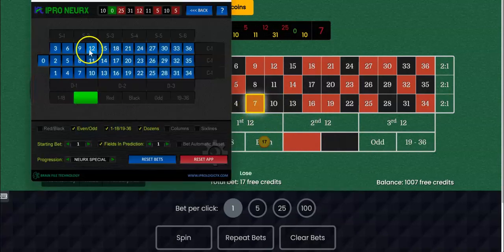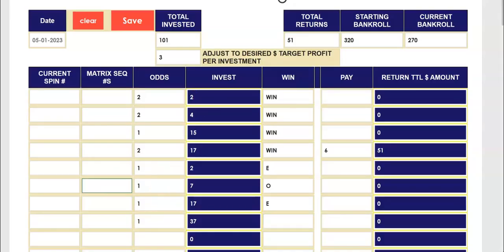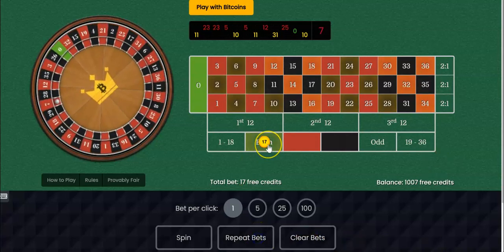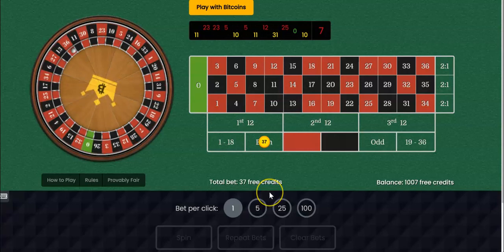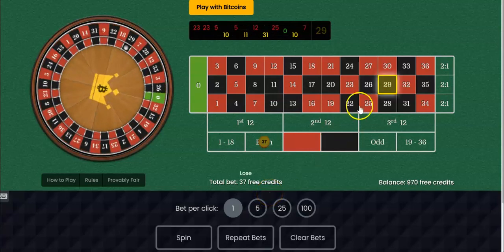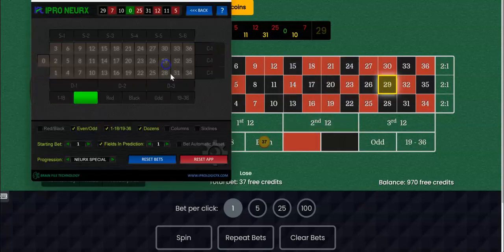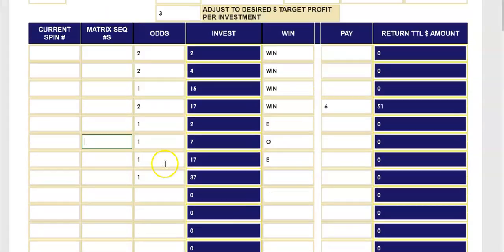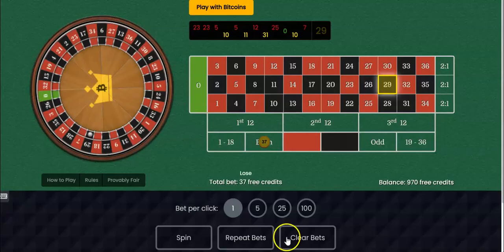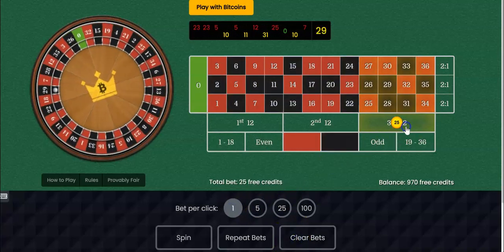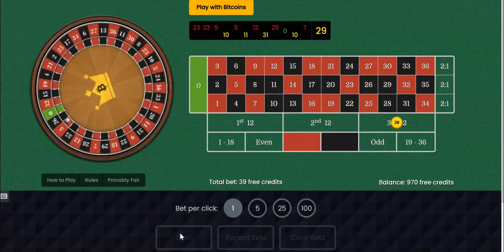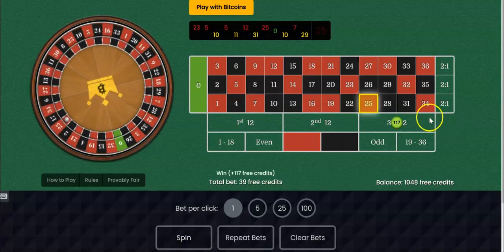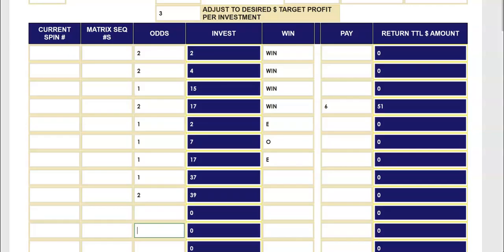7, missed again. Still says even. So 37. Where it says dozens. So 2. Says 39. Again, this program is so great that you're going to turn every spin into a win. Why not? Look. 1048. Watch this.